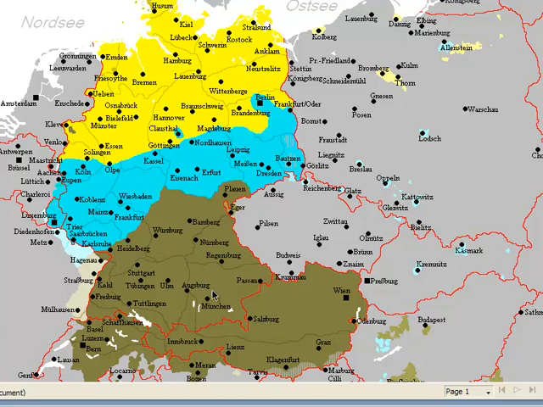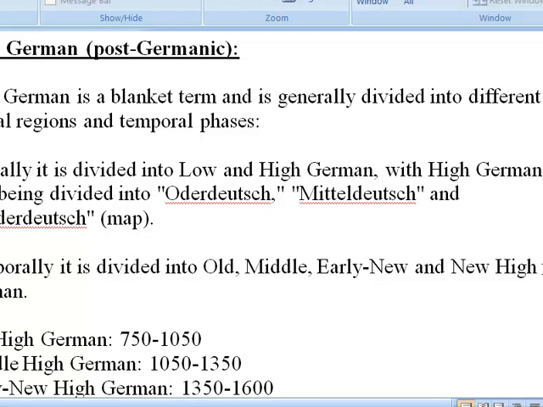Just as an example of a word and its different pronunciations across this range, the word for I in modern German is ich. In Low German they say ik with a k. In the middle part, Middle German, they actually say ich, just like in modern German. And then here in southern Germany, they say something like ish. And in dialects in Germany today, you still hear that difference.